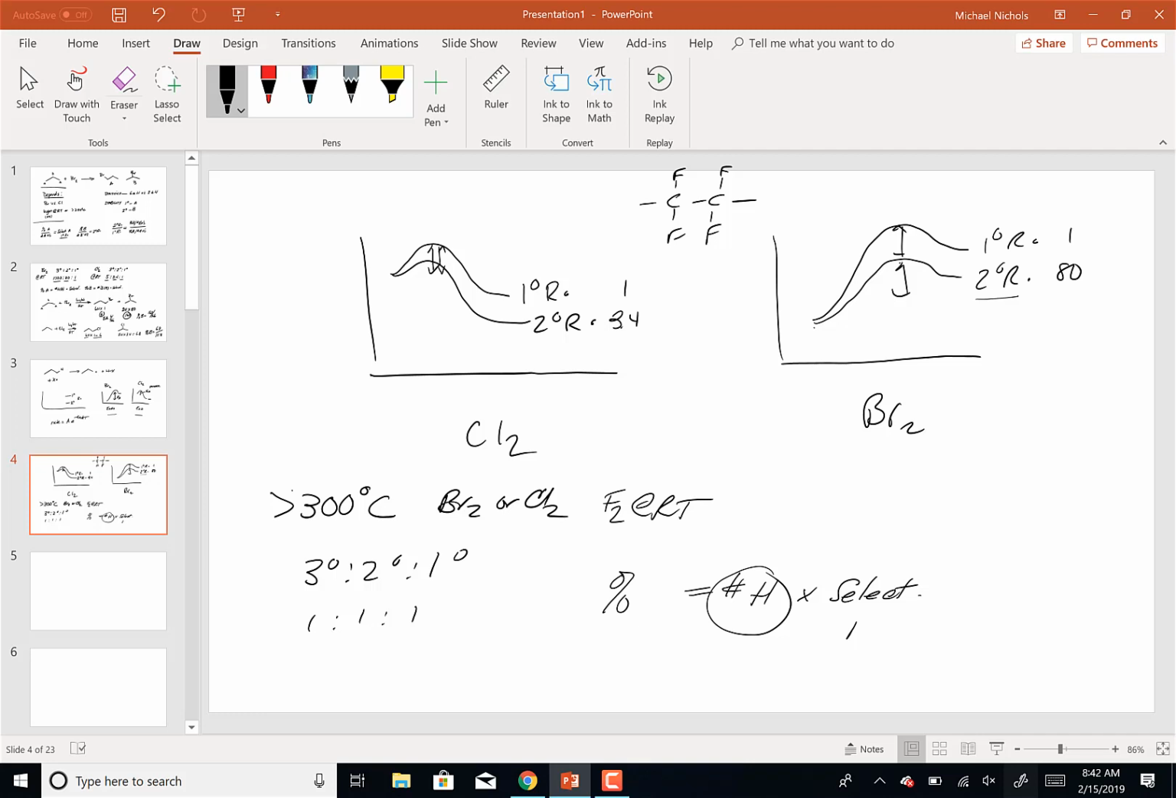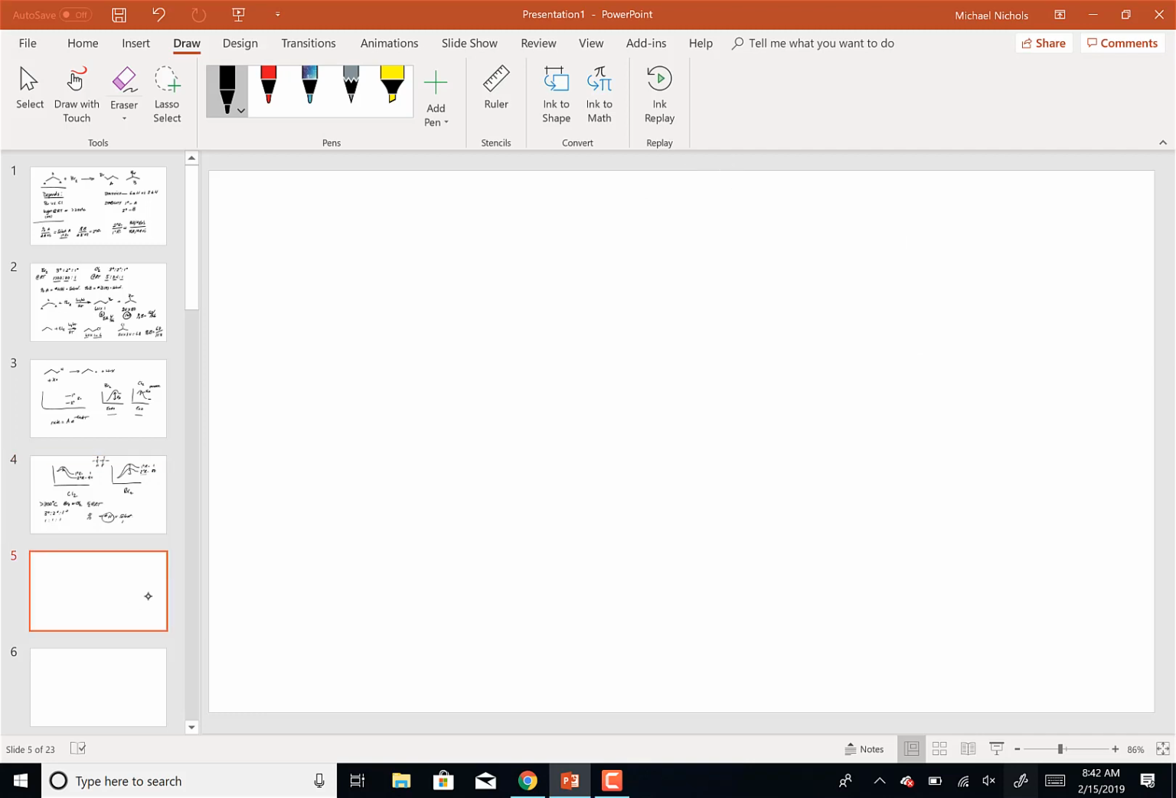So that's why we don't react fluorine with hydrocarbons, because it's just too reactive. But if we did, it would be 1 to 1 to 1 at room temperature. Okay. So that's where the selectivities come from. That's why they're different.